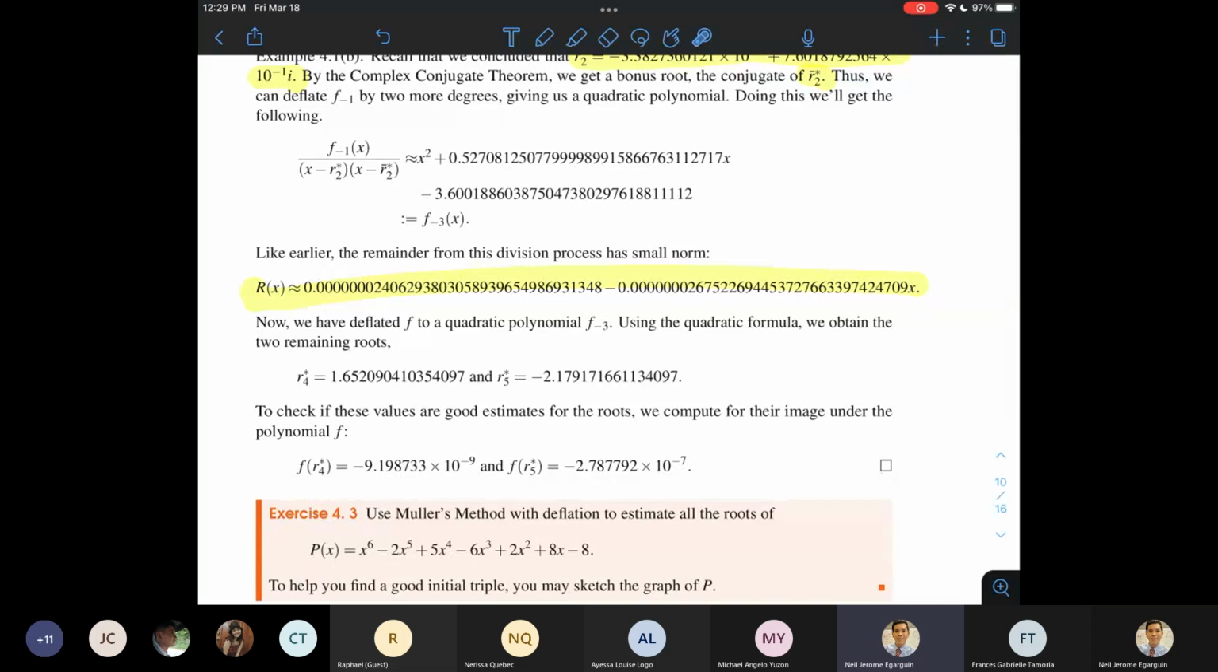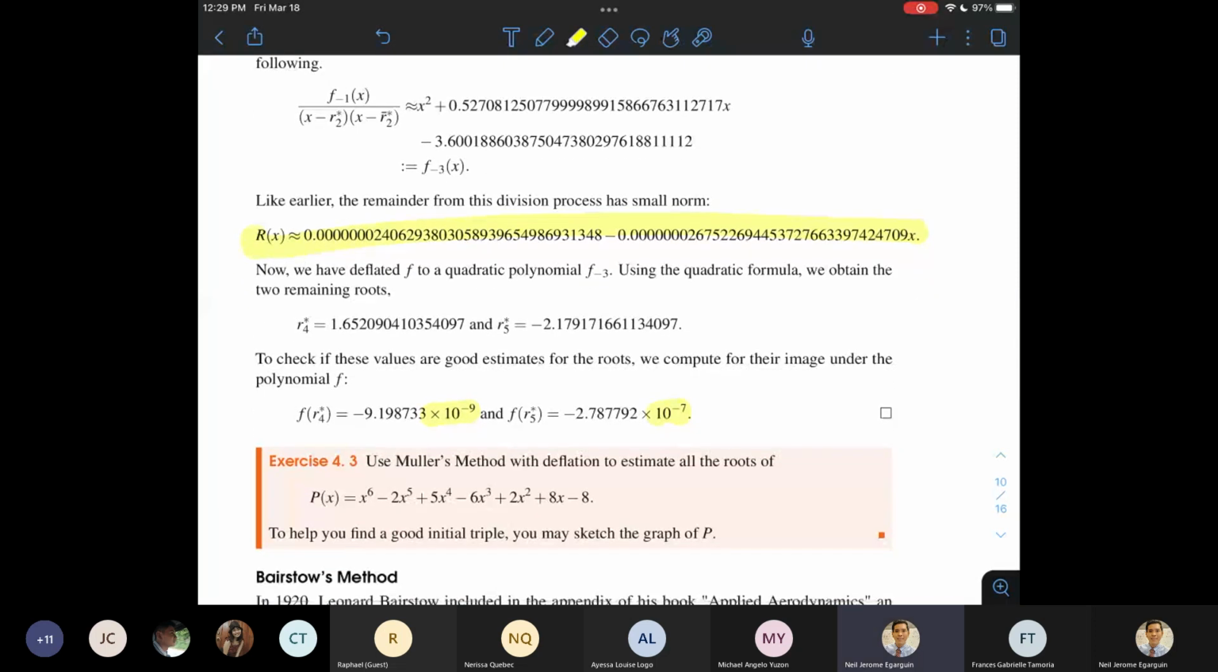Ano yung function value ng dalawang approximate roots na to, ni R4 at saka ni R5 star. And true enough, they are of order 10 to the negative 9 and 10 to the negative 7, respectively, which is in line with the stopping criterion that we have, or the epsilon we have, which is 10 to the minus 6. Though, yung stopping criterion kong ginamit ay jump-based. Okay? So that's the deflation process.